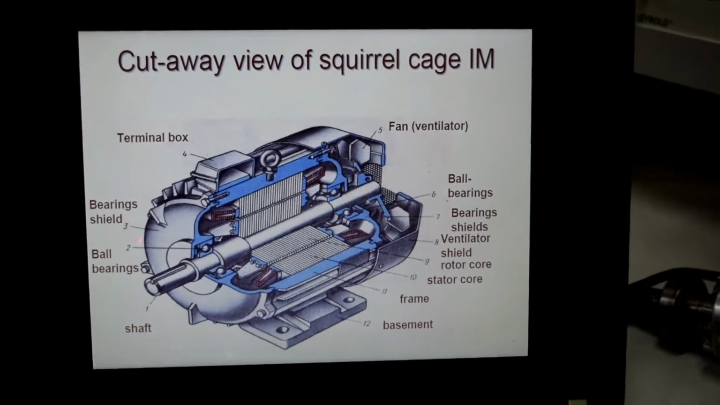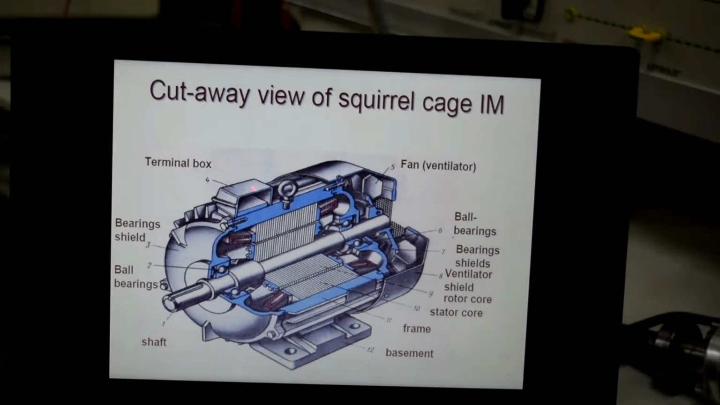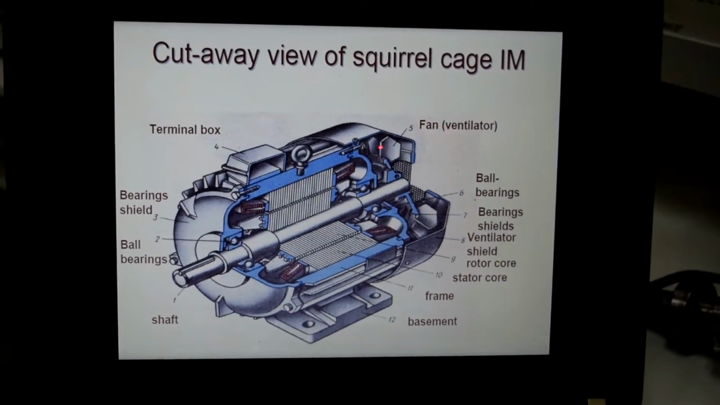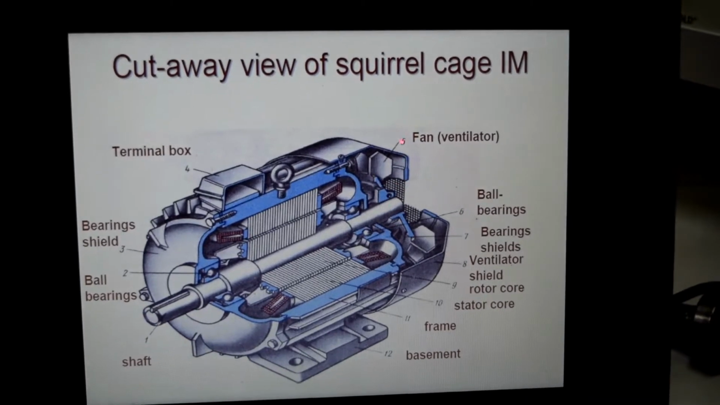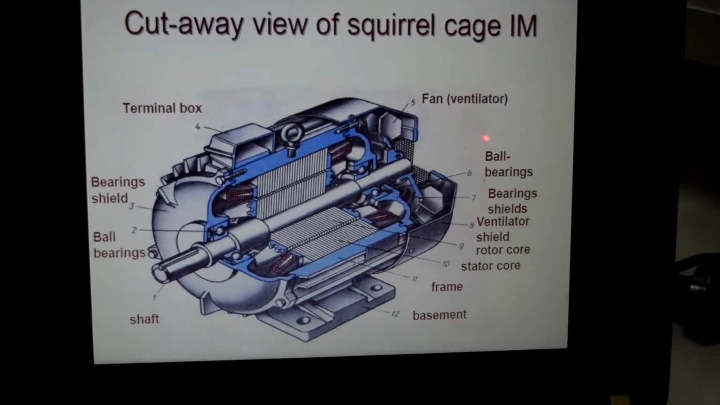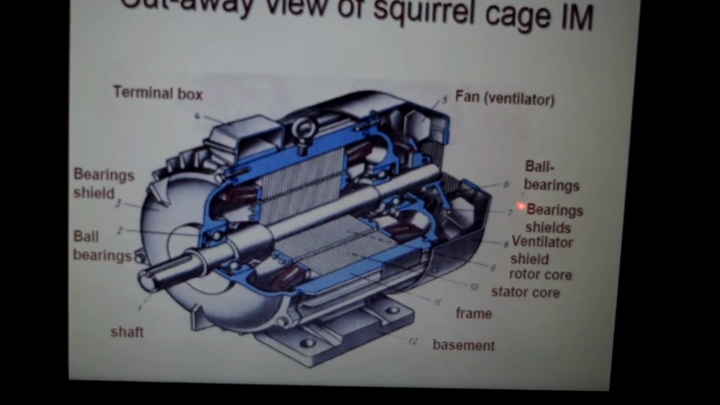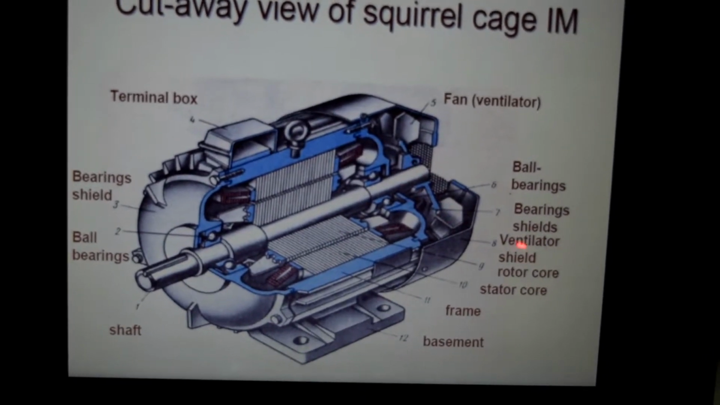Here we have a terminal box, as you see it here, which is used for connecting the terminal or the source to the machine. And here we have a fan, which is used for ventilating the machine in order to reduce heat. And here we have a ball bearing, and a bearing, which is used to rotate the rotor or the shaft inside the machine.